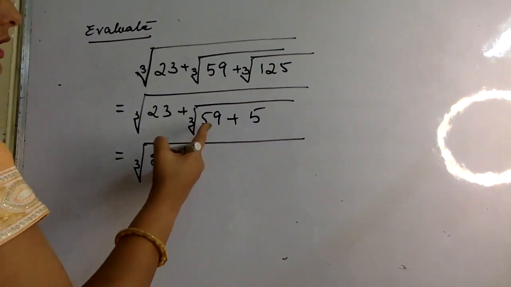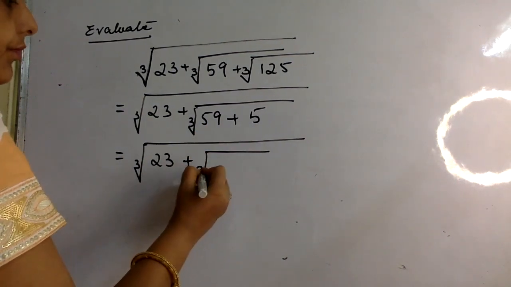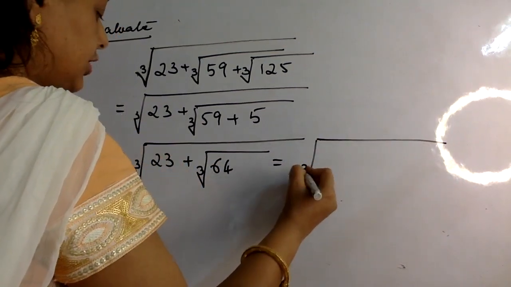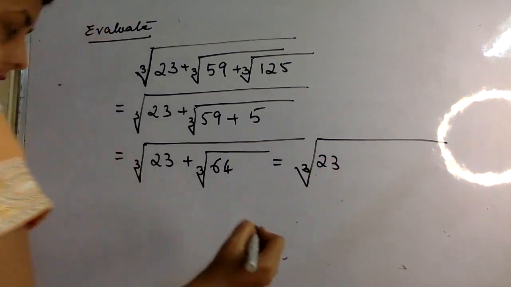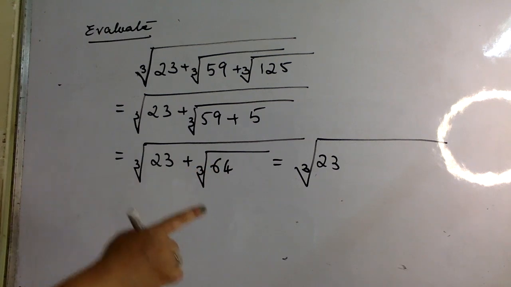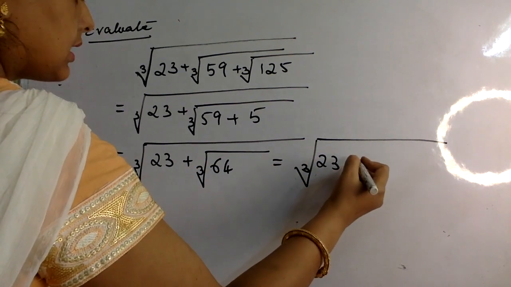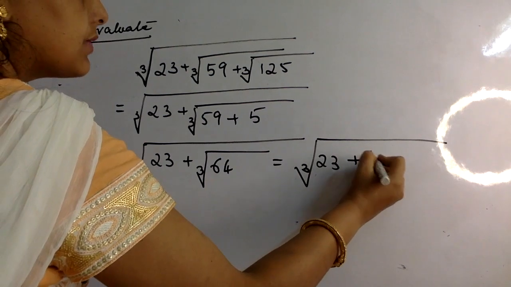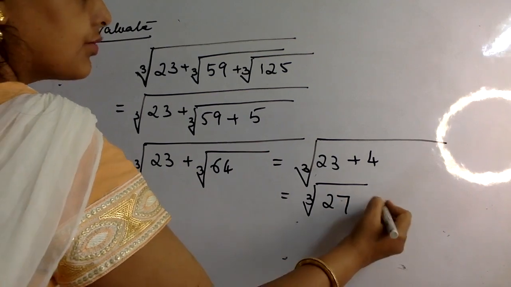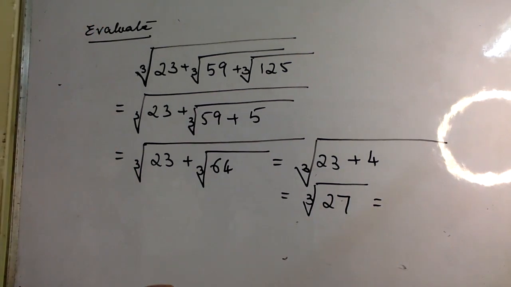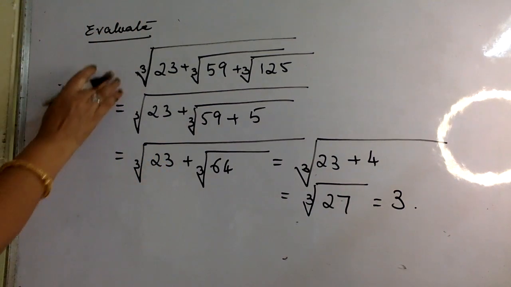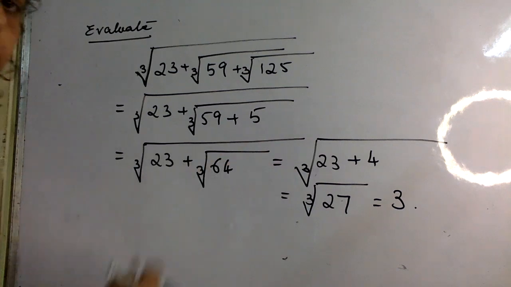23 plus, this makes us 64. Then cube root 23, and cube root of 64 is how much? That is 4. 4 fours are 16, 16 fours are 64. So cube root of 64 is a 4. We get cube root of 27. Now that looks familiar, right? Cube root of 27 is a 3. So the value of this whole thing has reduced to a 3.